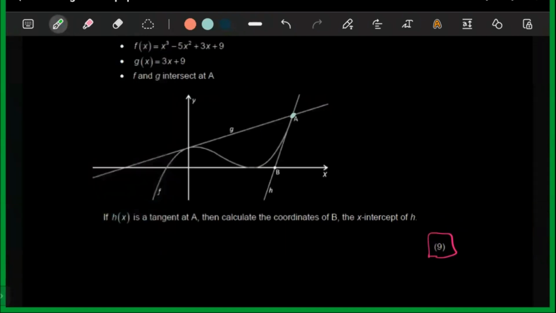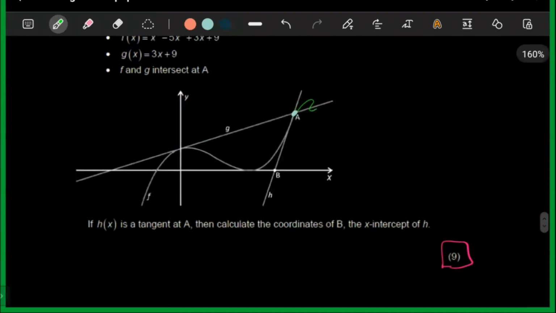Carrying on from here, let's read again. They said H of x is the tangent at A. Calculate the coordinates of B, the x-intercept of H. So it looks like if you can get the equation of H, getting the value of B is going to be very, very easy. So let's just get the equation of the tangent to the curve. That's literally all they're asking us here. Once we get the equation of the tangent to this curve, we can just get what they're asking for.